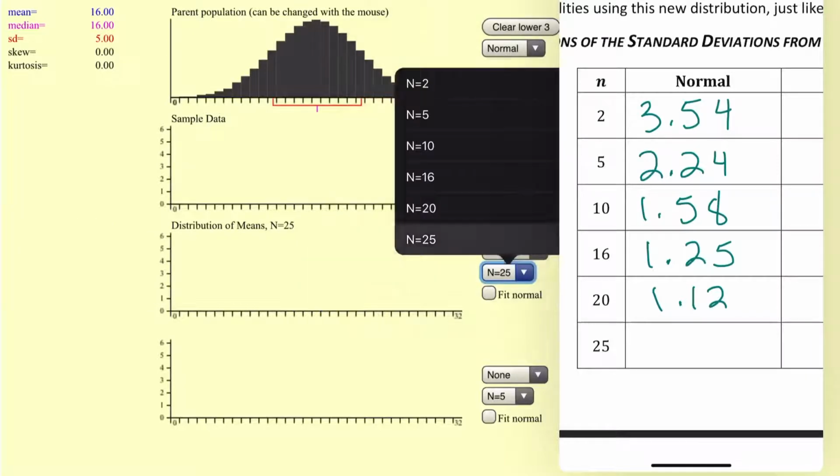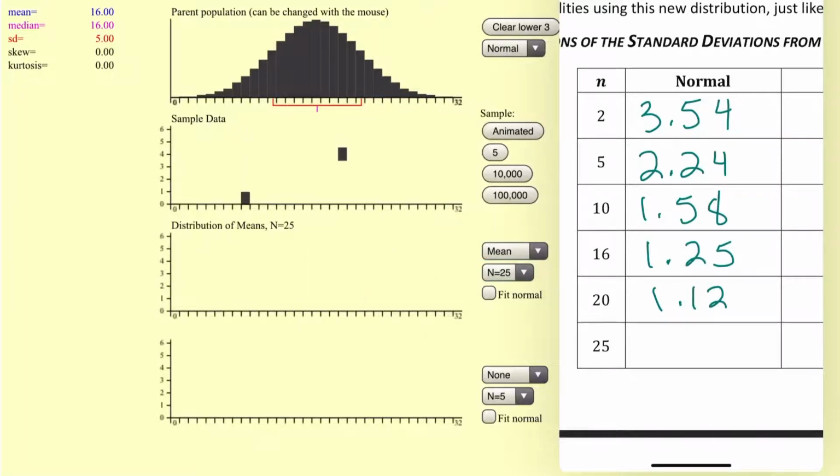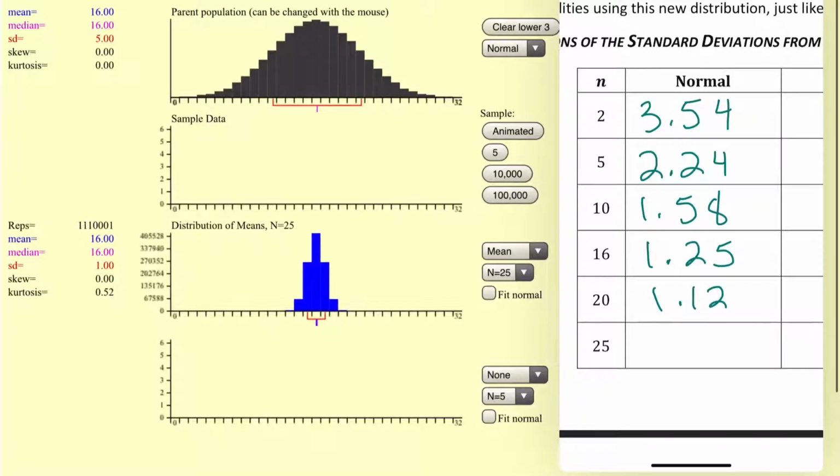This applet only lets me go up to 25, and so we'll do this 25 times. All right, there's my big sample of 25, and from all 25 of those, I got one mean. I'm going to do this over and over and over again. So there we have it. I just did that 1.1 million times. And we have a very nice, scarily nice, standard deviation of 1.00.